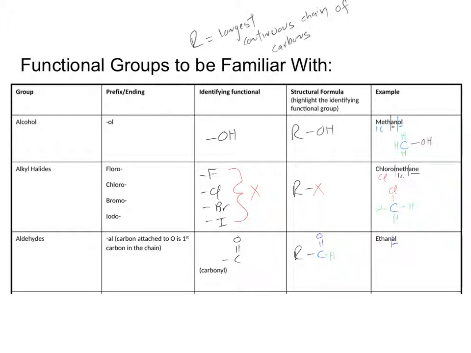So in the example here, ethanal, the AL tells me that it is an aldehyde. The AN tells me that they're all single bonds. And the eth tells me it's a 2 carbon long chain. So I'm going to draw my 2 carbon long chain. I'm going to add my single bond, and I'm going to add the double bonded oxygen to the first carbon. Because I'm numbering my chain, I'm going to number 1, 2. Then I have to go back and add hydrogens. I'm going to put 1 hydrogen there because that carbon now has 4 bonds, and I'm going to put 3 here. Okay. So those are your aldehydes.